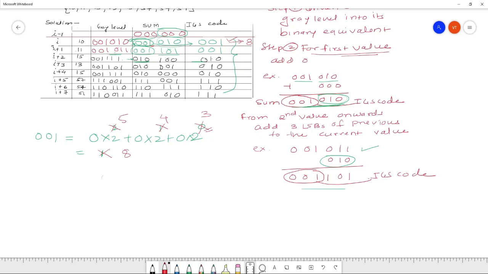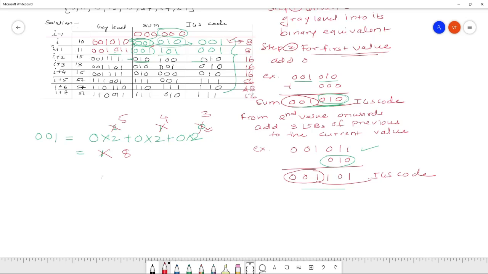Similarly for this, what will it be? 010 is what? 010 is 16, right? This will be 16. 2 raised to 4, so this is also 16. Then this will be 56. You can convert and see. And this will be 48. And this is again 56.